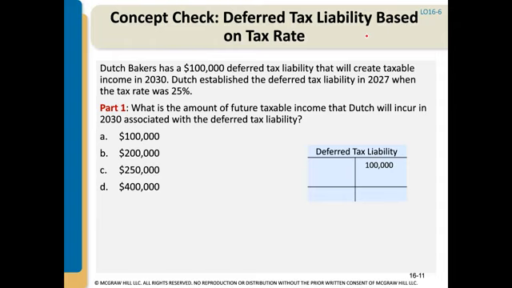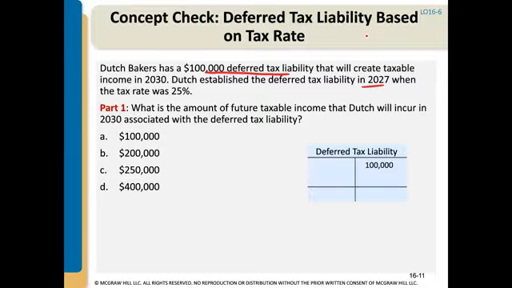Let's do a concept check. Dutch Bakers has a $100,000 deferred tax liability that will create taxable income in 2030. Dutch established the deferred tax liability in 2027 when the tax rate was 25%. What is the amount of future taxable income that Dutch will incur in 2030 associated with the deferred tax liability?